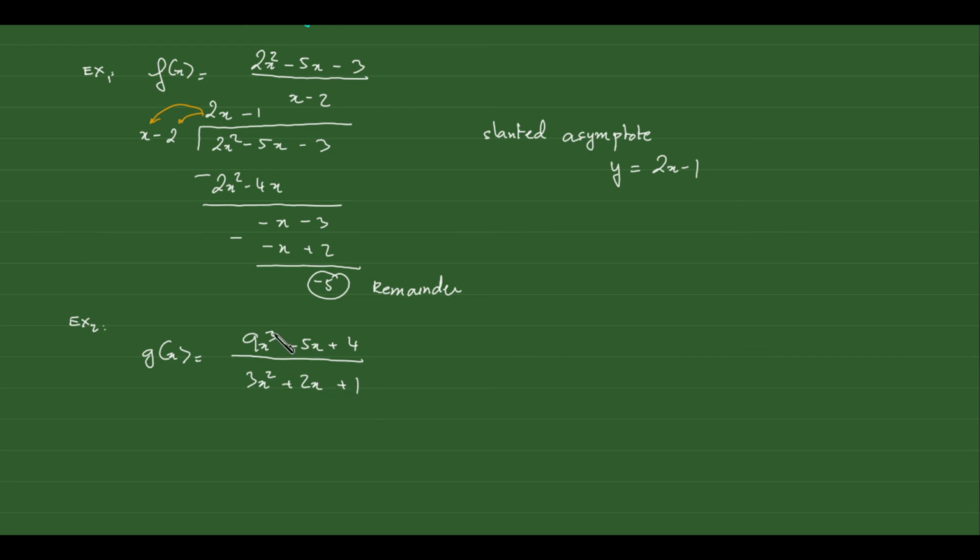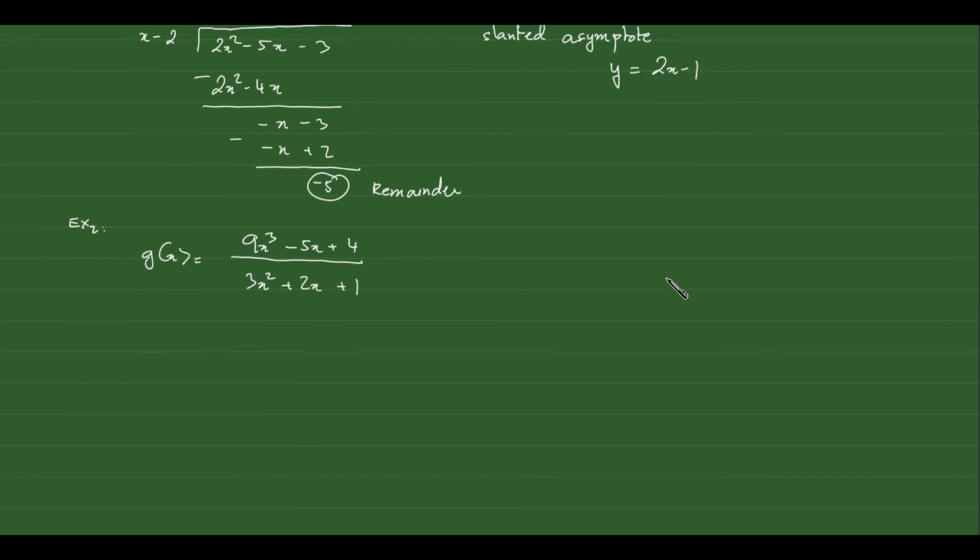Alright, so first you check the degree. The degree on the top is bigger than the degree on the bottom, and it's only bigger by 1 degree. This is 3 and 2. If the difference was more than 1, then it would be wrong, and we wouldn't have a slant. But because it's 3 and 2, and it's greater by only 1 degree, we have a slanted asymptote. We're going to go ahead and do the long division. We have 9x to the third plus 0x squared. Make sure we include the missing x squared.